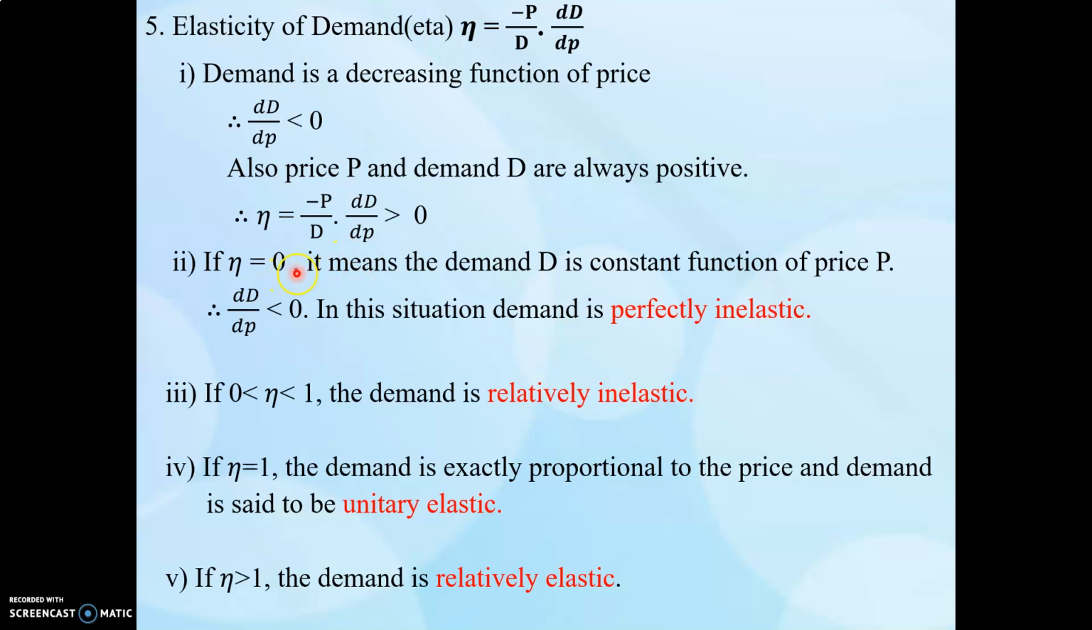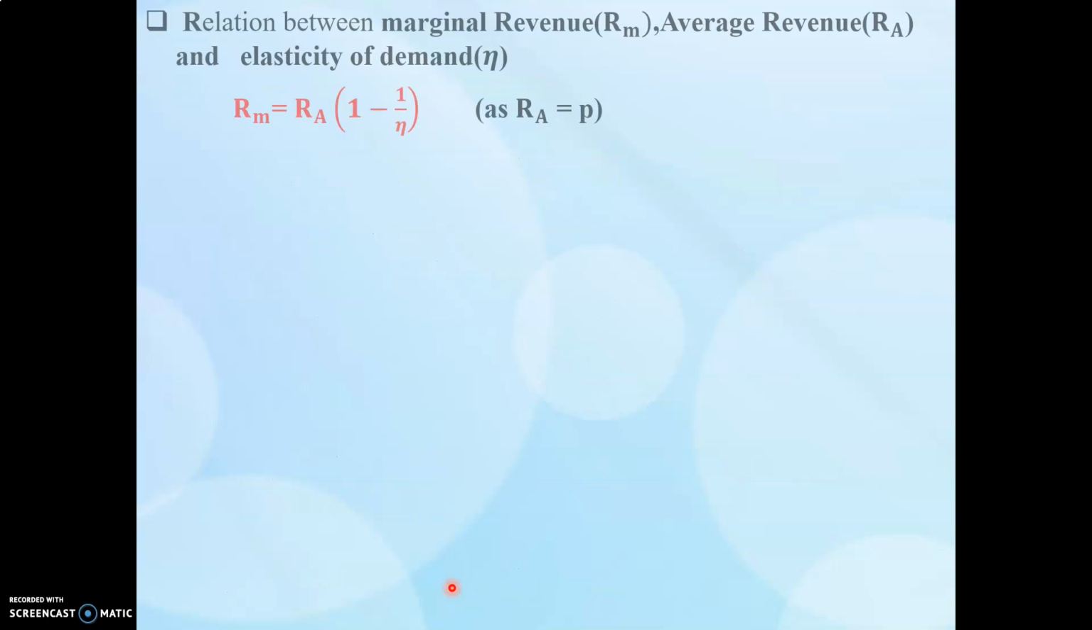If eta is equal to 0, it means that the demand D is a constant function of price P. So dD upon dp will be 0. In this situation, demand is perfectly inelastic. If 0 is less than eta less than 1, that means eta lies between 0 and 1, the demand is relatively inelastic. If eta is equal to 1, the demand is exactly proportional to the price and demand is said to be unitary elastic. If eta is greater than 1, the demand is relatively elastic.